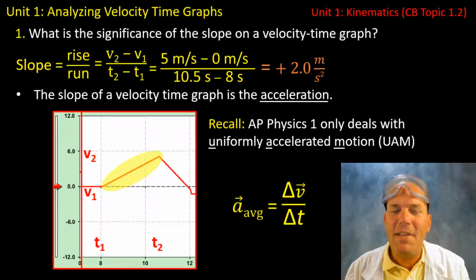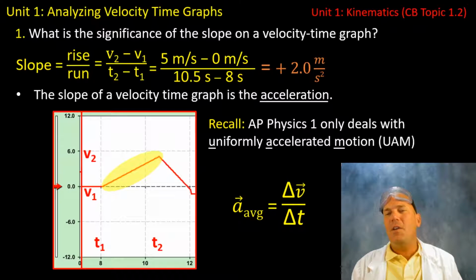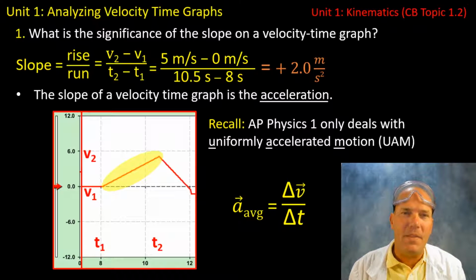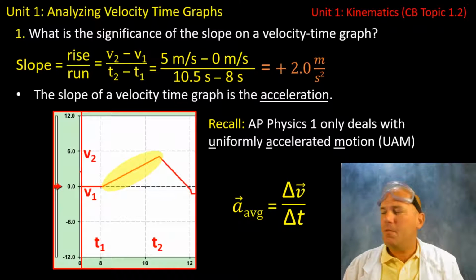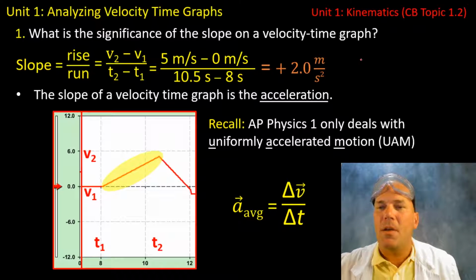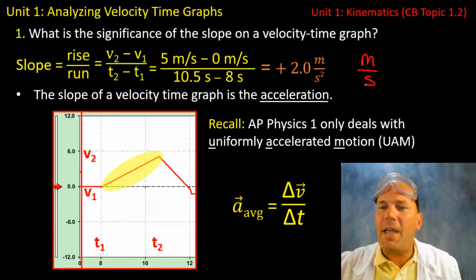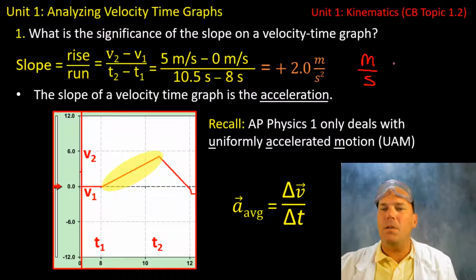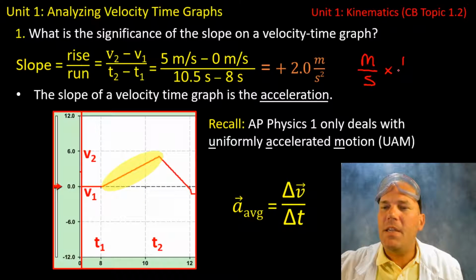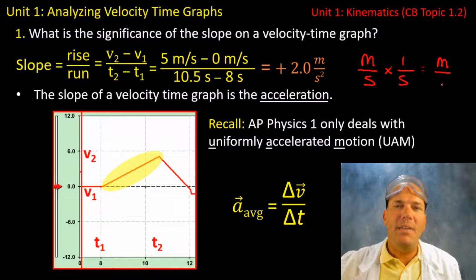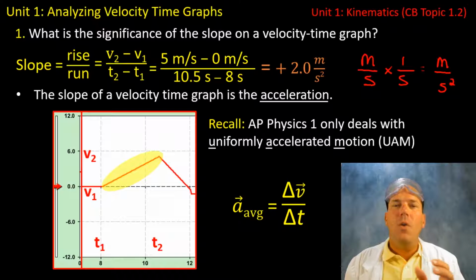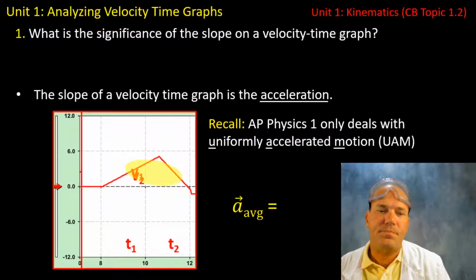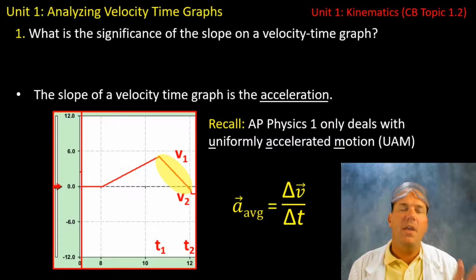As yet another reminder, in AP Physics 1, we are dealing only with uniformly accelerated motion, commonly referred to as UAM. Also, when we look at the units, which is always important, we have meters per second multiplied by the inverse of 1 second, which gives us the base SI units for acceleration of meters per second squared. Now let's look at this region of the graph.